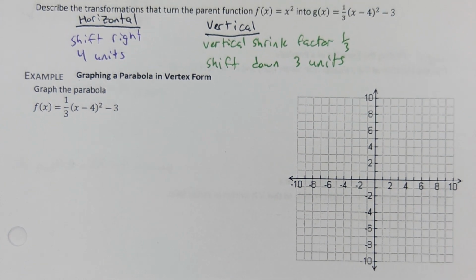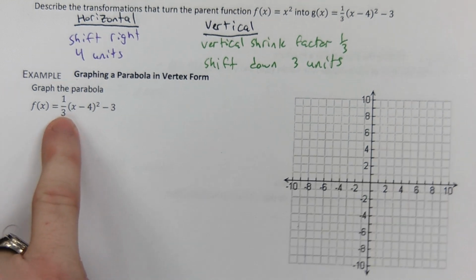But it does say to graph it. Here's how we're going to graph our quadratics. The very first thing you're going to do is decide what it looks like. Is it an up or a down parabola? Well, we've already said this one's up. We know it's up because positive people smile.